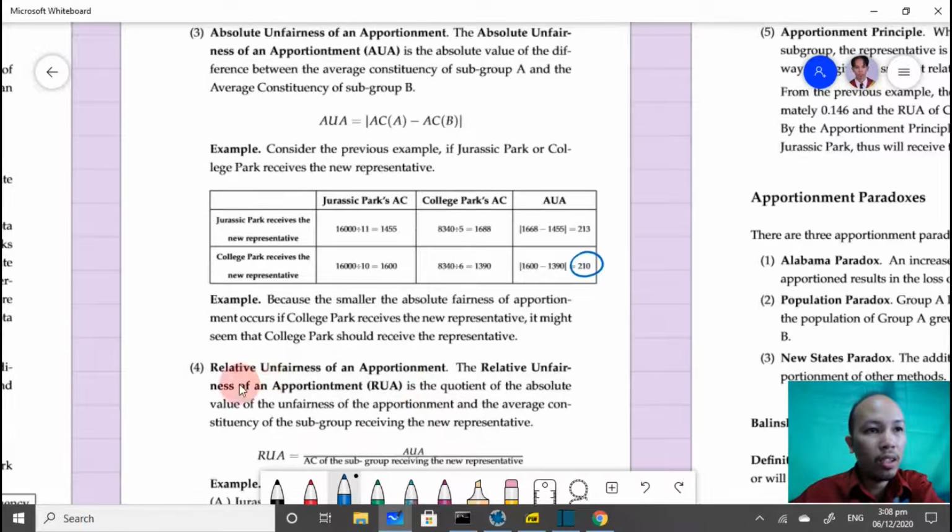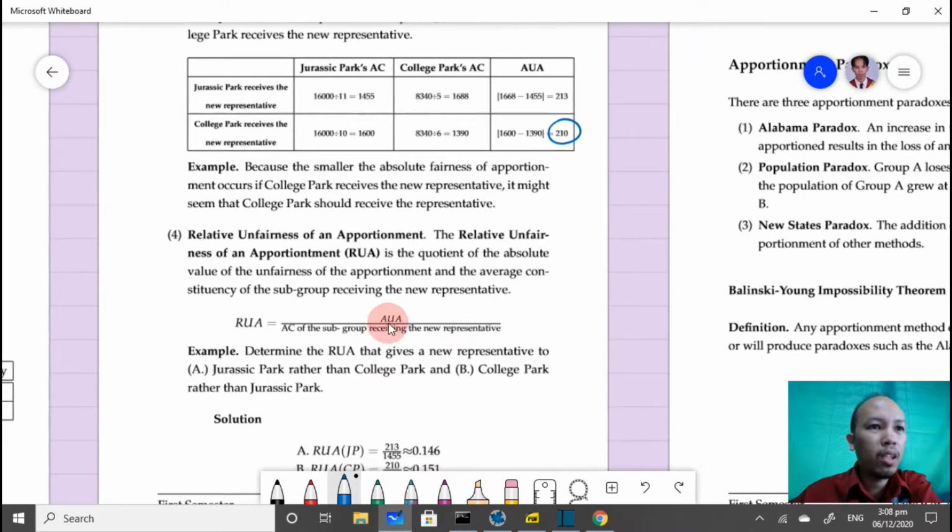Again, you cannot get the relative unfairness without the absolute unfairness, and you cannot get the absolute unfairness if you don't have the average constituency. So be careful that you memorize the formula. Okay, so this is the formula.